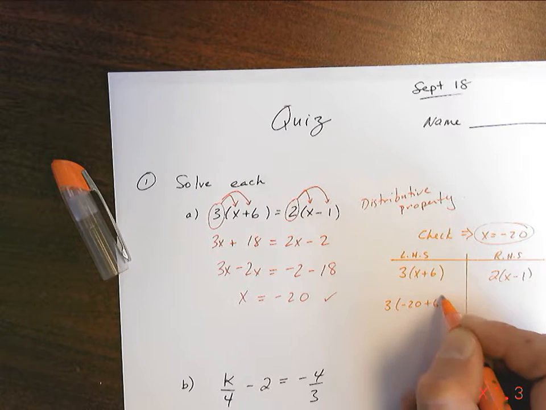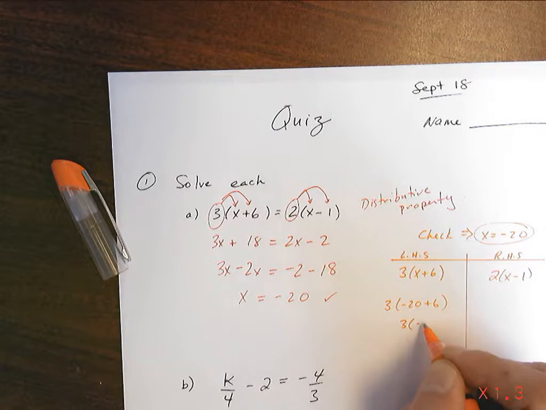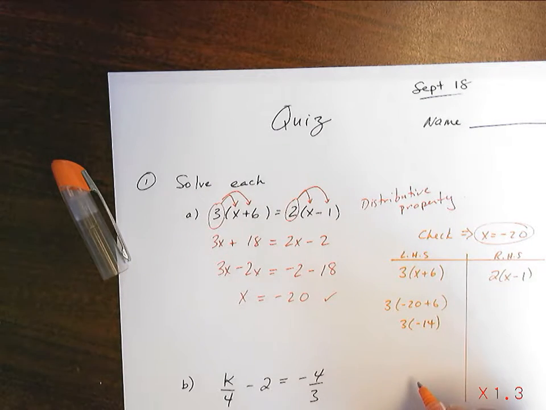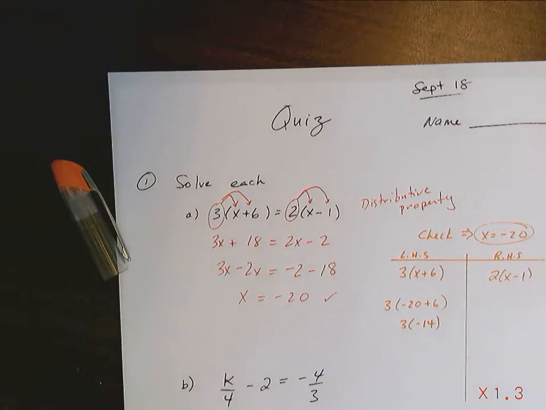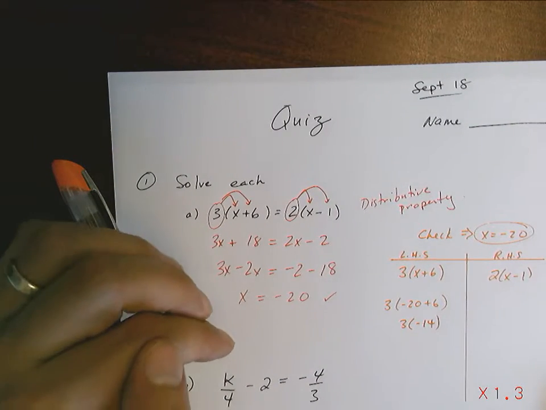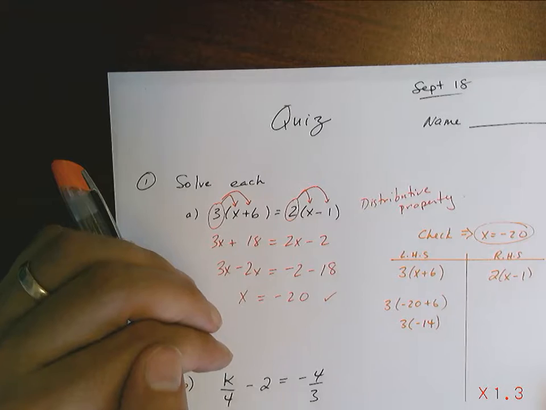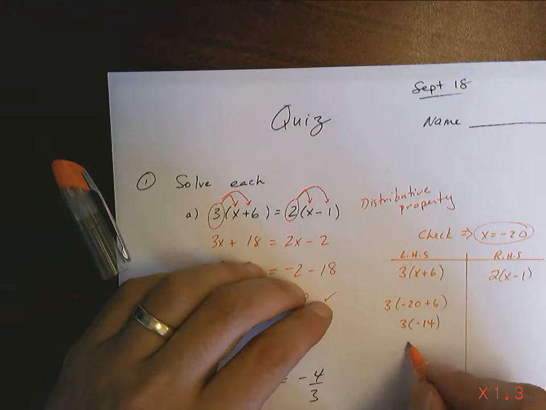So if we take x equals negative 20 and sub it in, we get 3 times negative 20 plus 6, 3 times negative 14. So that'll be negative 42. Now, I'm not too sure on that, and I have no problems with calculators, and I don't think you guys should either. So I'm going to grab mine. Someone's taken it off my desk. And so I'm going to do 14 times 3, and look at that, it is negative 42.